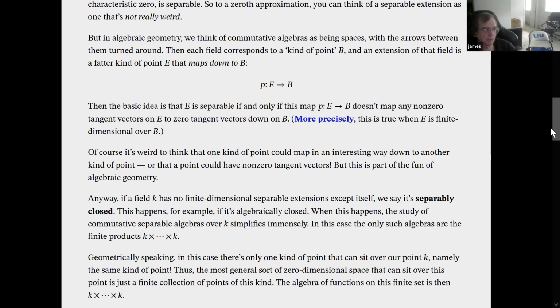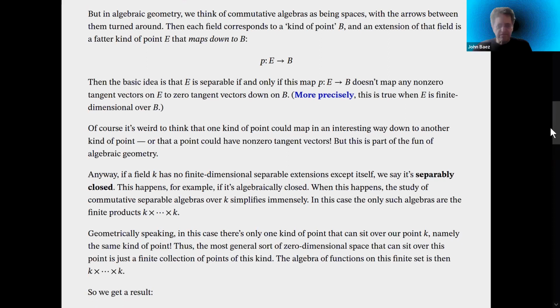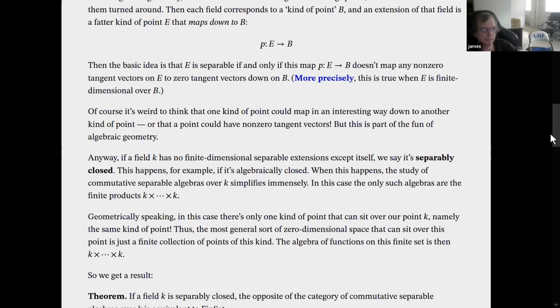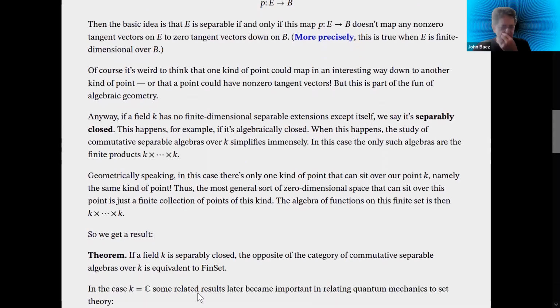Yes. And so in that case, which is sort of the boring case, the Galois theory has sort of evaporated because your field is its own separable closure. So then you get this easy result, which is that if a field is separably closed, you take the category of commutative separable algebras over it, and then you take its opposite to go over to the geometrical outlook, and that's equivalent to the category of finite sets. Yes.